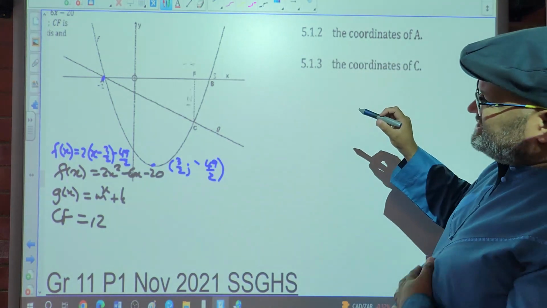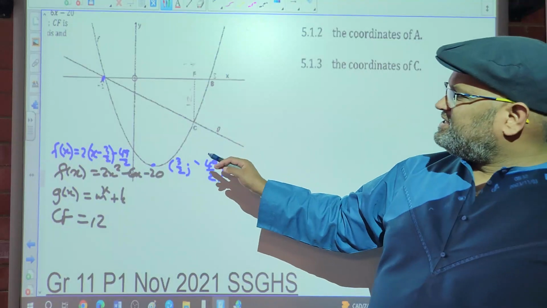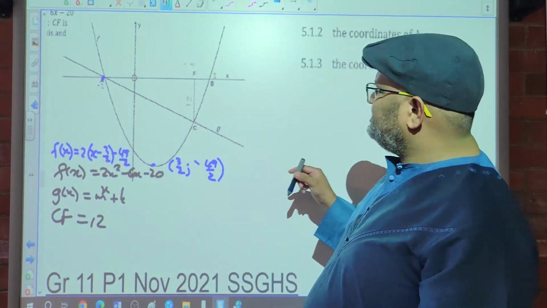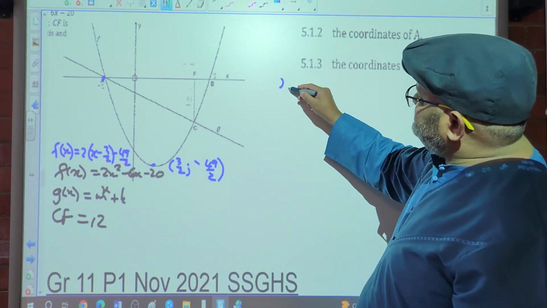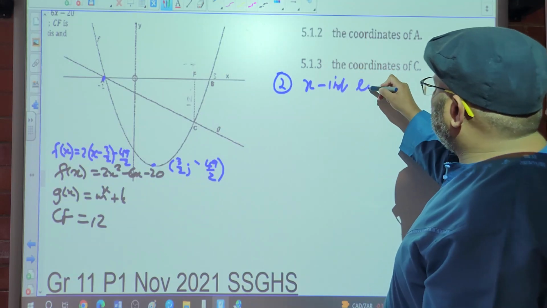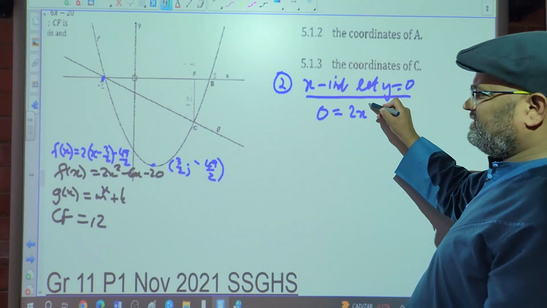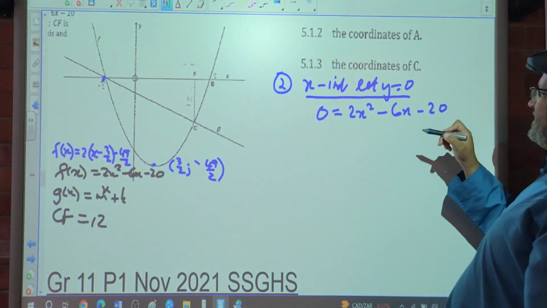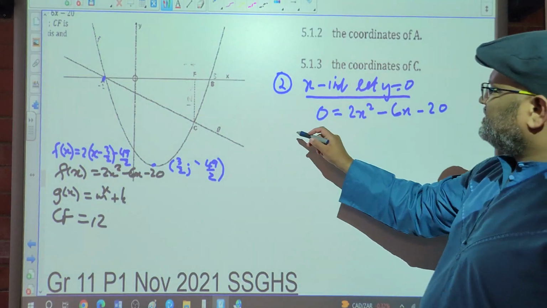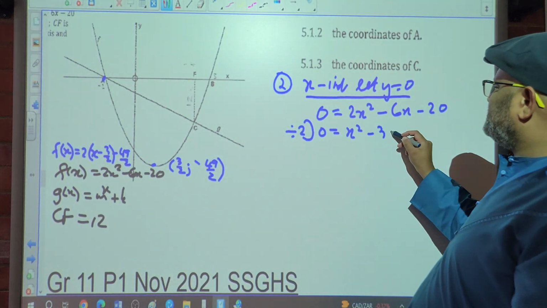X-intercept. How do you calculate x-intercept? Y equal to 0. It is the x-intercept of the parabola and the straight line. Since we don't have the equation of the straight line, we're not going to use the straight line. So for x-intercept, we let y equal to 0. So we've got 0 is equal to 2x squared minus 6x minus 20. I could have used the completing the square form as well. Okay, so I divide by 2. So I get 0 is equal to x squared minus 3x minus 10.